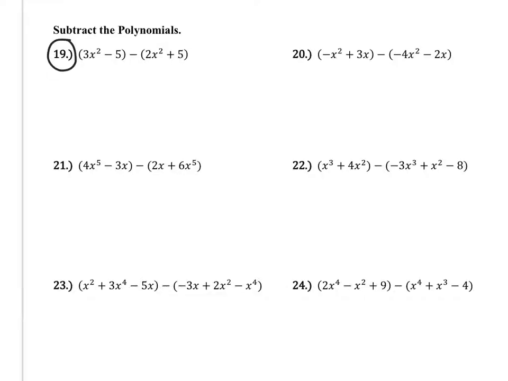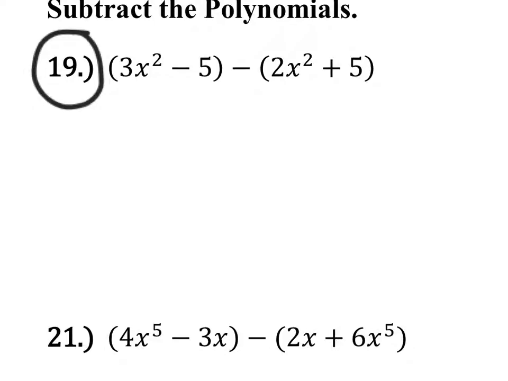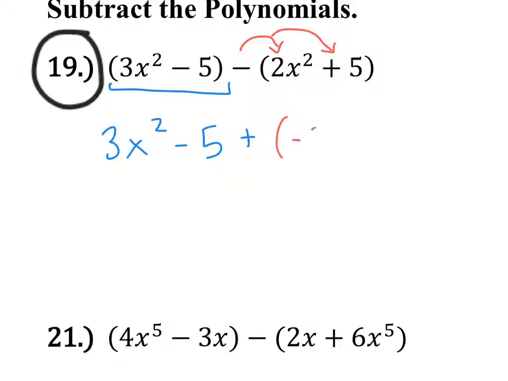Let's flip to the next page and we'll do one more problem. Now we have to do the full thing, subtract the polynomials. So the first thing we want to start with is leave our first polynomial the same, 3x squared minus 5, but then distribute this negative so we can have an addition problem. So it would be plus, and then negative 2x squared minus 5. Change the signs when we distribute that negative.